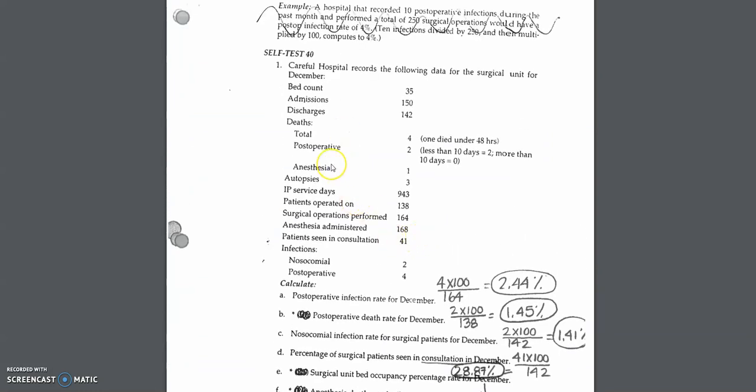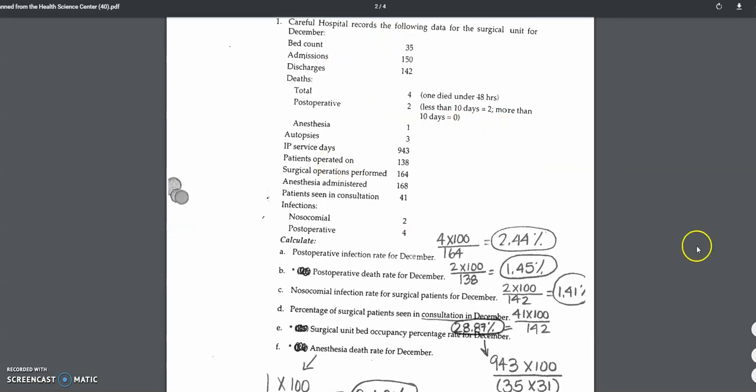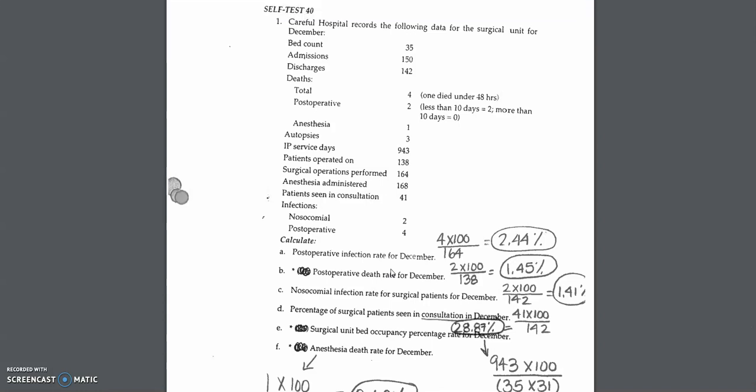Excuse me. So you get to Self-Test 40, and you've got information for Careful Hospital and the surgical unit. You've got a ton of information here, but they're also asking you to calculate a lot of formulas as well. So your postoperative infection rate is on page 150 in your textbook. Total number of infections and clean surgical cases for a period. So you had 4 post-op infections multiplied by 100 over the total number of surgical operations for the period, 164. So you're just pulling the information from the table, plugging it in for 2.44%.